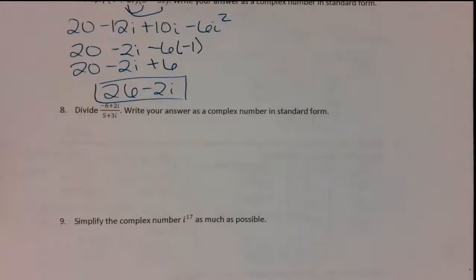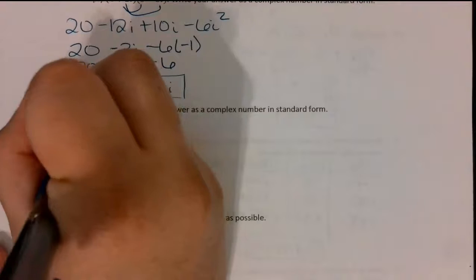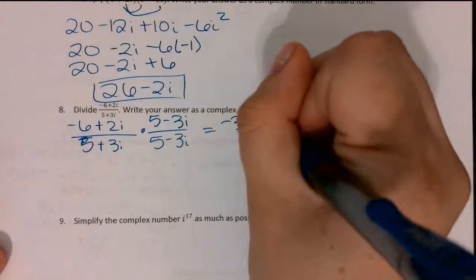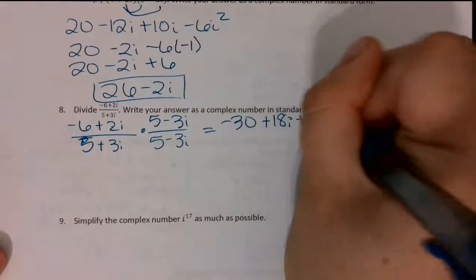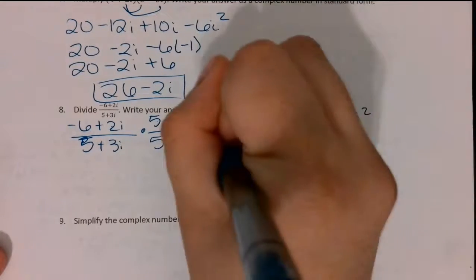For number 8, it wants me to divide and write it as a complex number in standard form. So remember when I'm dividing, I multiply by the complex conjugate. So I have negative 6 plus 2i over 5 plus 3i. My complex conjugate is the bottom number with the sign changed. So I'm going to multiply by 5 minus 3i. On the top, I have negative 6 times 5, which gives me negative 30. Negative 6 times negative 3i, which gives me positive 18i. Positive 2i times 5, which gives me 10i. Positive 2i times negative 3i, which gives me negative 6i squared.